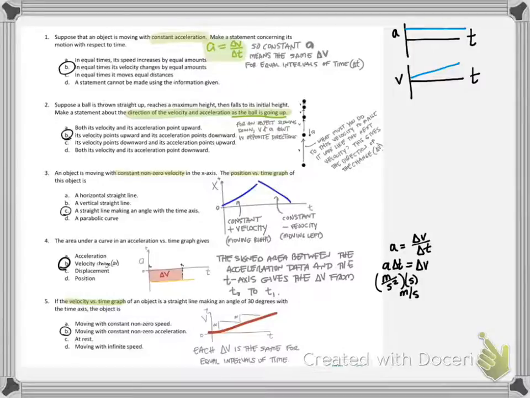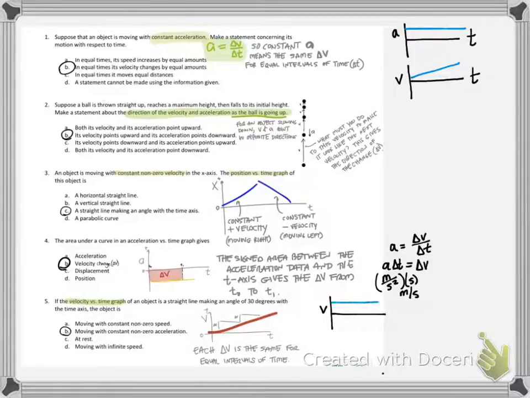Just comes from the definition of acceleration equals delta v over delta t. Velocity time graph of an object in a straight line, then that object must be moving with a constant non-zero acceleration because the velocity is changing. If it was moving with a constant non-zero speed, then you would just have a velocity graph that is a horizontal line. If it is at rest, then you would have zero velocity.